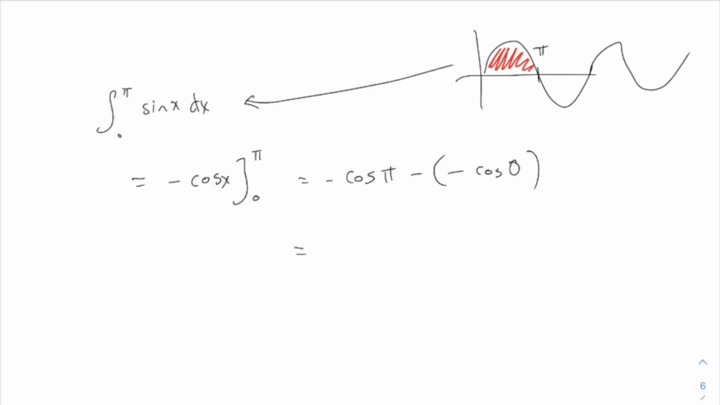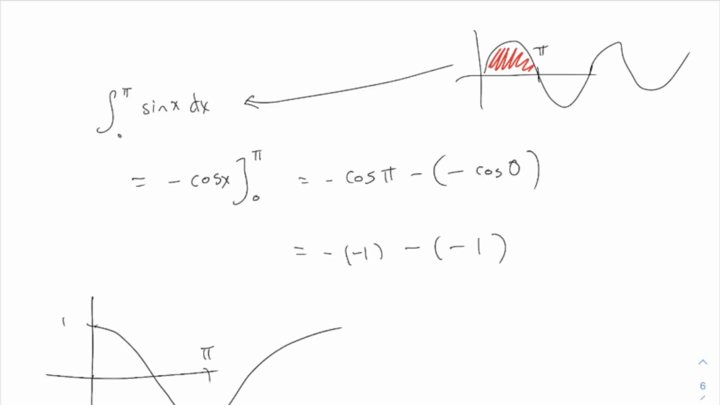Cosine of 0 is 1, and cosine of pi is minus 1, right? The graph of cosine looks like this, where this is pi. This is 0, of course. So that's 1. That's minus 1. So this is minus cosine of pi, which is negative 1, minus 1. And that all adds up to 2. Can you believe it? 2 is that area.